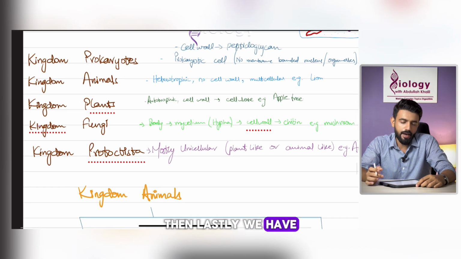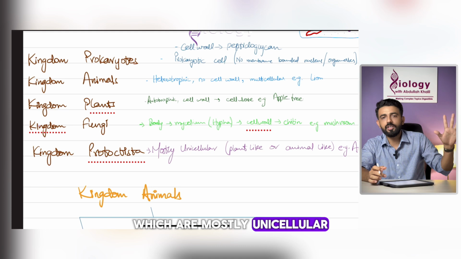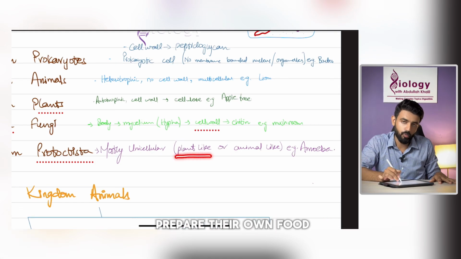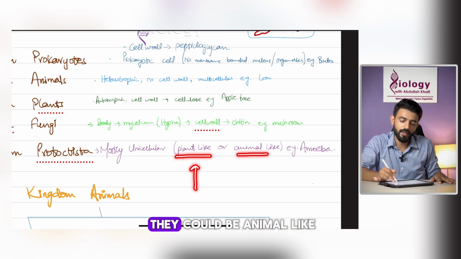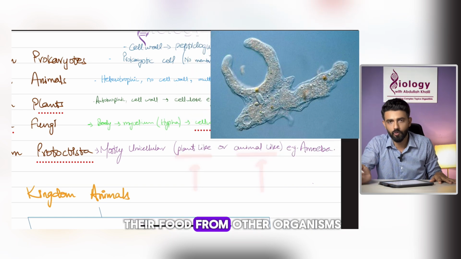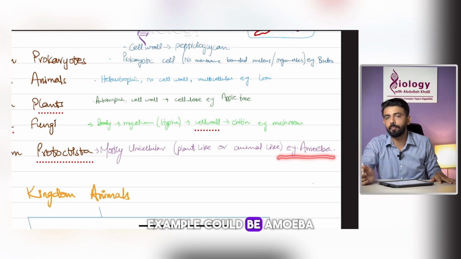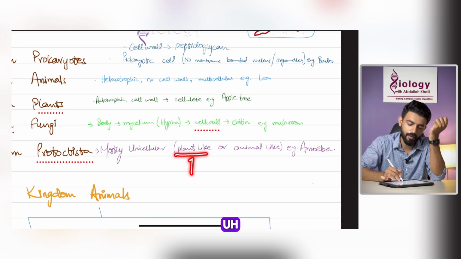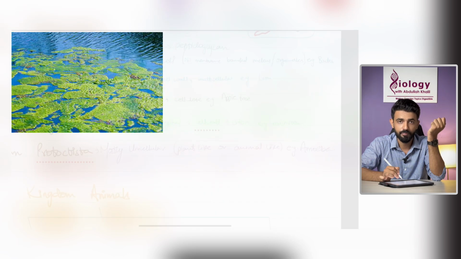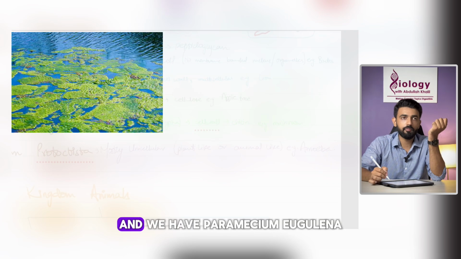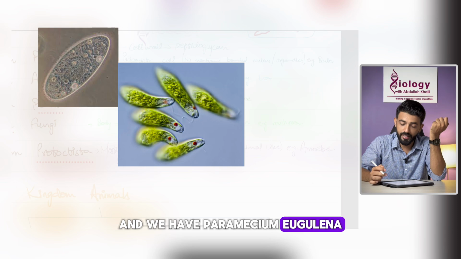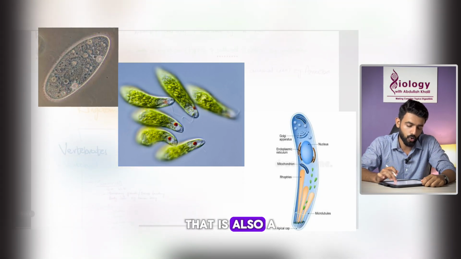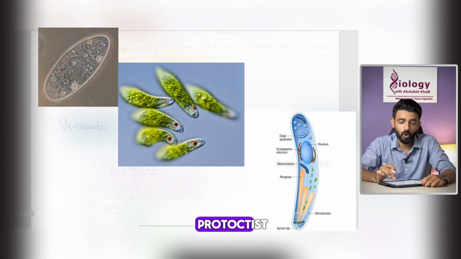Then lastly, we have kingdom protoctista, which are mostly unicellular. They could be plant-like, that means they can prepare their own food just like plants. Or they could be animal-like, that means they get their food from other organisms. An example could be amoeba. There are other examples. For example, a plant-like protoctist could be algae. And we have paramecium, euglena, and the organism that causes malaria, plasmodium, that is also a protoctist.